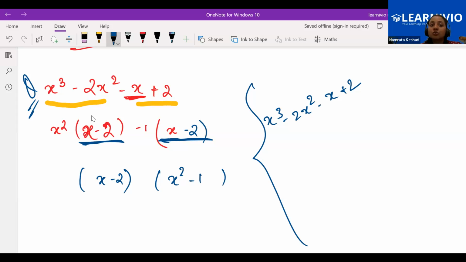Now to make this same question a little tricky, what will I do? Let's say I want to give the same question in our class test. Then what I will do, I will take this x cube, I will write +2, I will write -x, and then I will write -2x square.